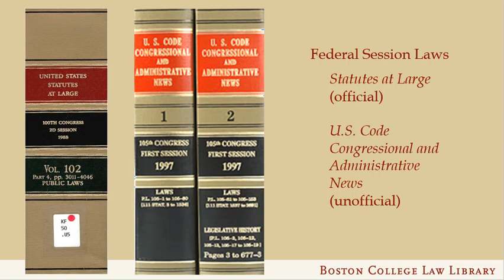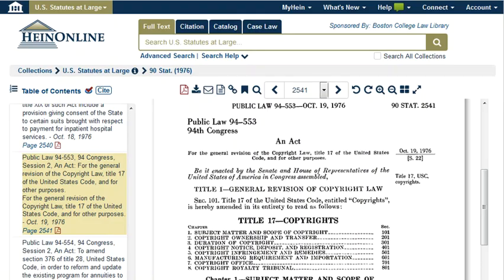Federal session laws can still be found in books, both the official Statutes at Large and the unofficial United States Code Congressional and Administrative News, often called USCAN, which is considerably more up-to-date than the official Statutes at Large. Federal session laws can also be found in a number of electronic sources. One I'd like to call your attention to is Hein Online, which has PDF images of Statutes at Large all the way back to Volume 1. This makes them very useful as a substitute for print. Federal session laws also are available on the Lexis and Westlaw legal research platforms, sometimes as text, sometimes as PDF.